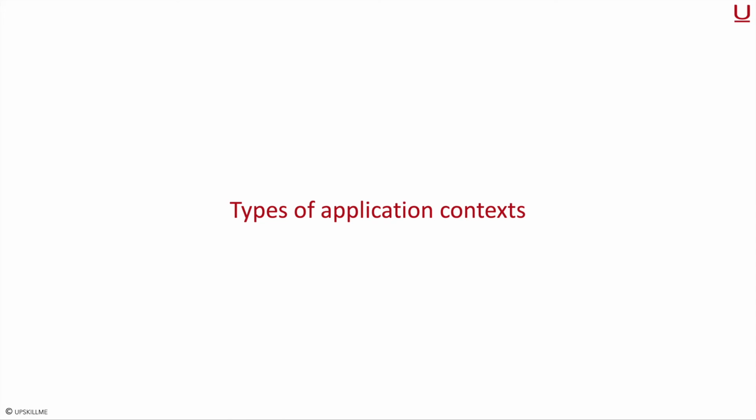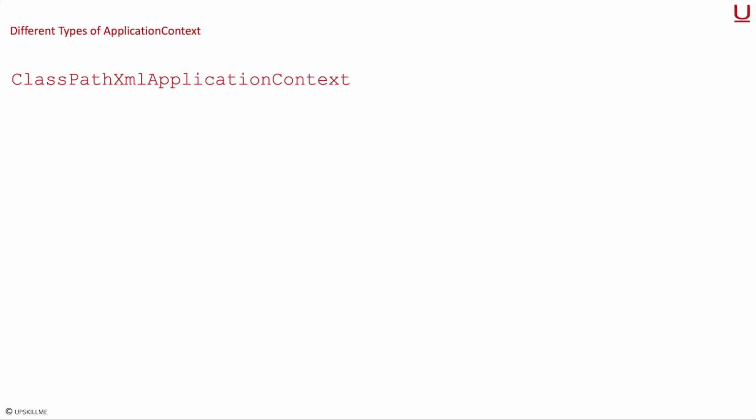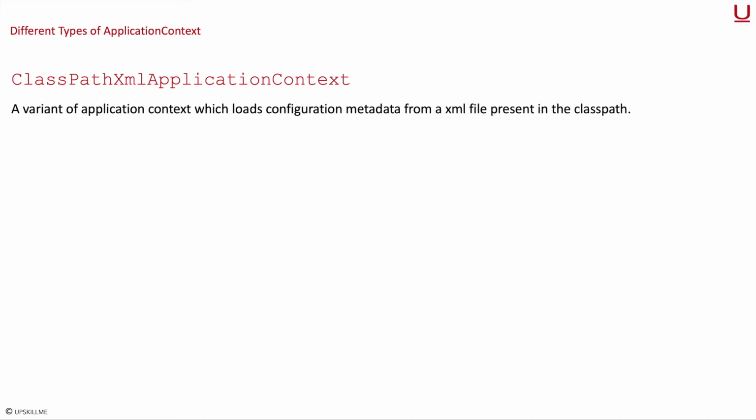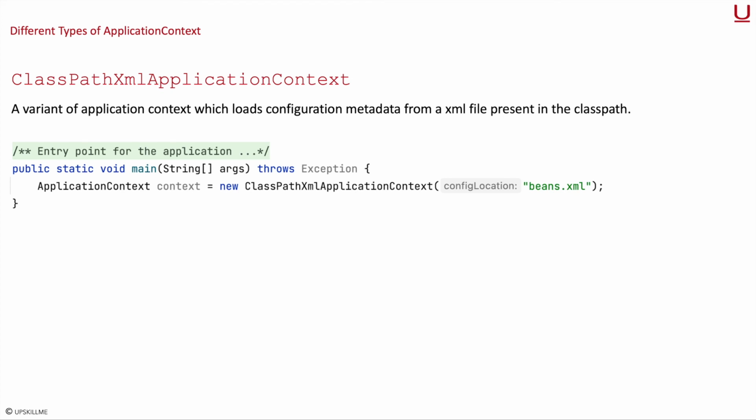Application context is an interface, and multiple implementations of this interface may be classified into multiple types of application context. Let us understand in brief different types of application context. The first one is class path XML application context. This is a variant of application context which loads configuration metadata from an XML file present in the class path. The argument to the constructor is the location of the XML file in class path.